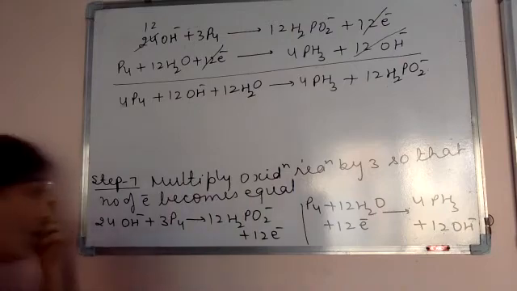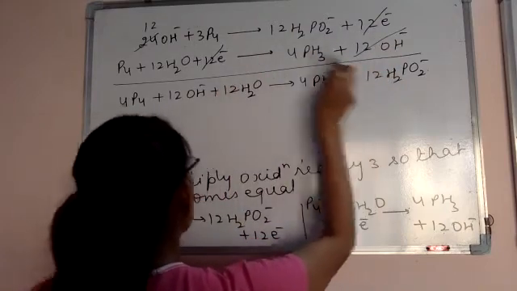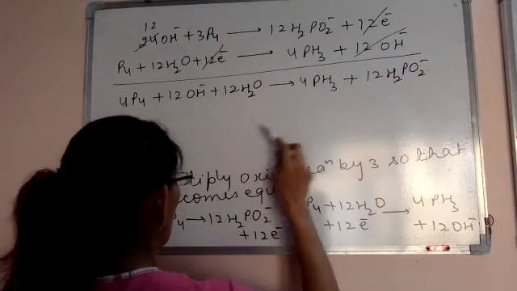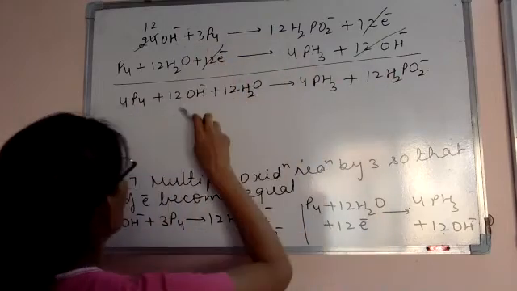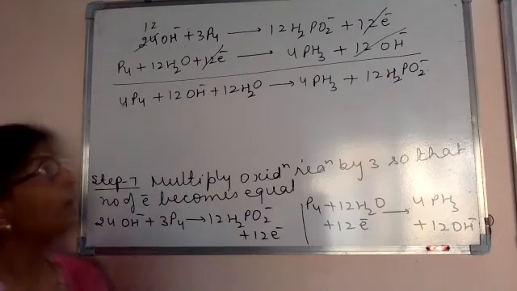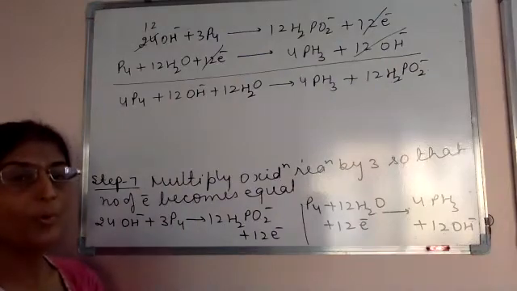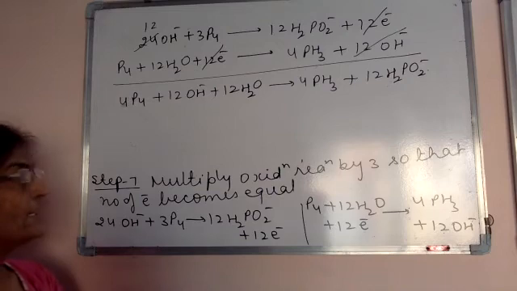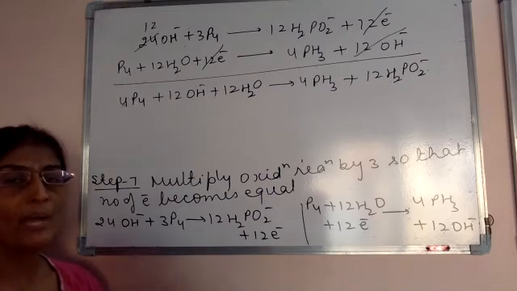What we had done: the electrons were the same, so we cancelled them. Now here there is 12OH minus and here 24OH minus, so we can cut. Just as if there is 4x on one side and 2x on the other, we bring it across and subtract. So 12OH minus remains, and we added everything else. If there is 3x and x, we can write 4x. So 3P4 and P4 is 4P4. Now we can see that in this equation 4 is common, so we can cancel it.